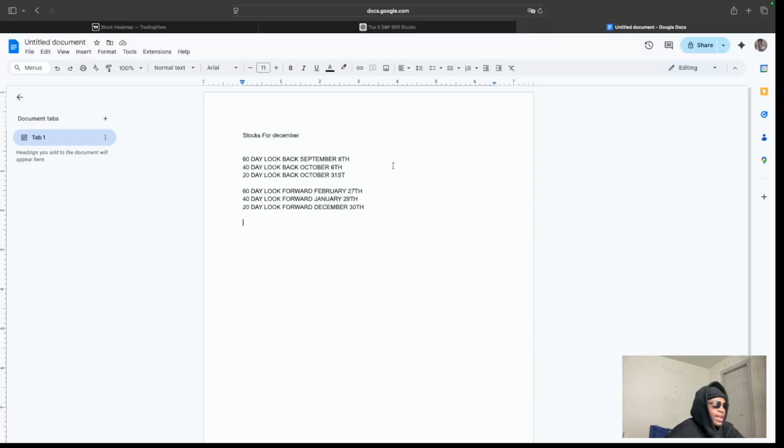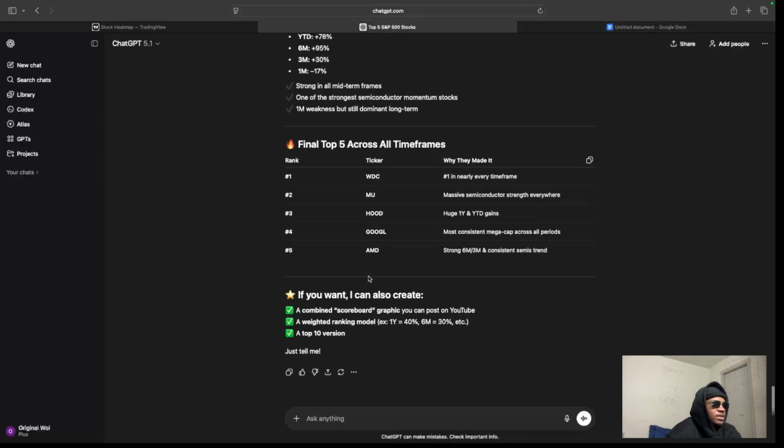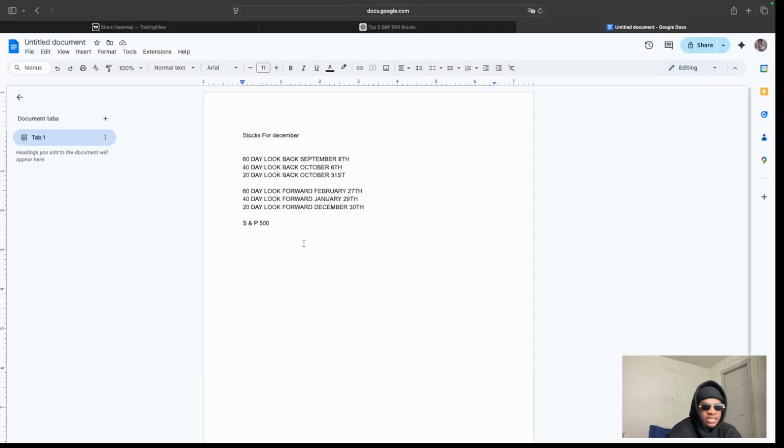This is the time frame right now. I'm finna go to the S&P 500, and I'm writing down all of these top stocks for December. Boom. I'm gonna write down WDC, the ticker symbol, coming in first. Micron coming in second.